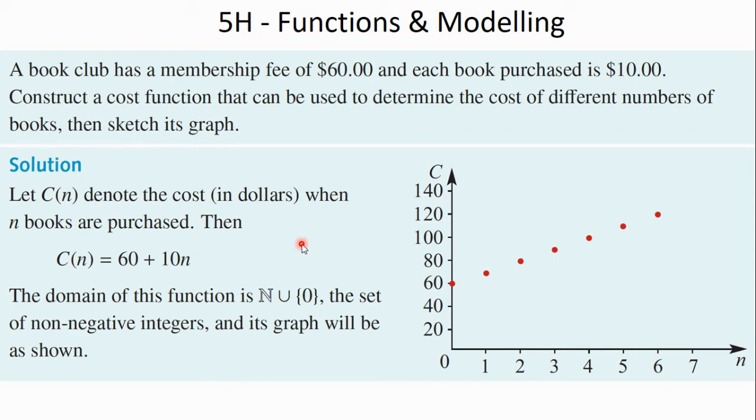So don't forget, if we're looking at the domain, we're thinking about things like domain and range. So when you're in your head, I want you to be thinking about these sort of things every time you're doing this sort of question. So it's all natural numbers, so it's just counting numbers, and it does include zero.